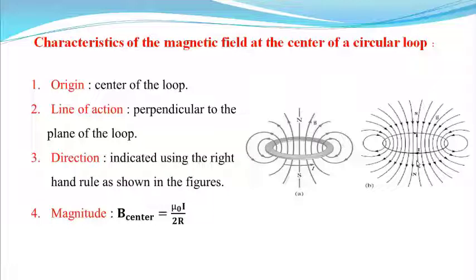4. Magnitude. It can be calculated by applying the following rule: B equals mu0 I over 2R, where mu0 is the permeability of free space, which has a constant value 4 pi times 10 to the power minus 7. I is the current that traverses the loop, in ampere. R is the radius of this loop, in meter.